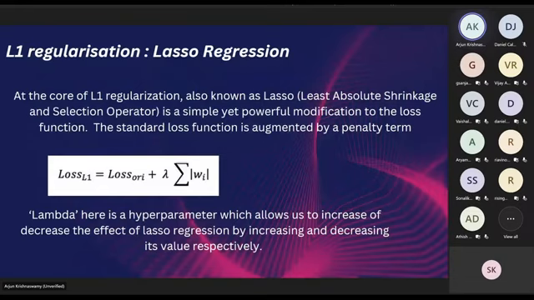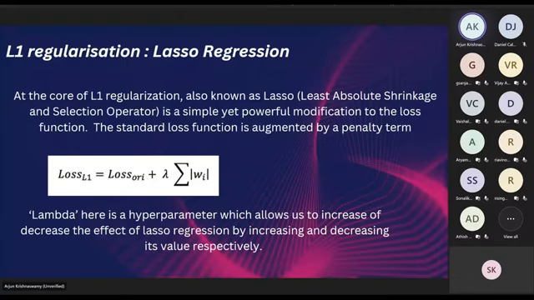You don't know which one to ignore. This does that automatically. Also, there is one term, lambda. There is one constant which I have not mentioned, which I have not told what that is. That is a hyperparameter. I'm hoping you guys know what a hyperparameter is and how it's different from normal parameters.